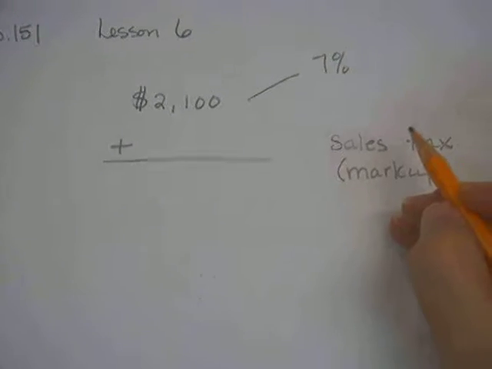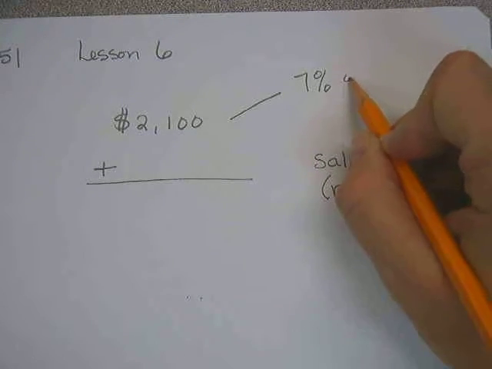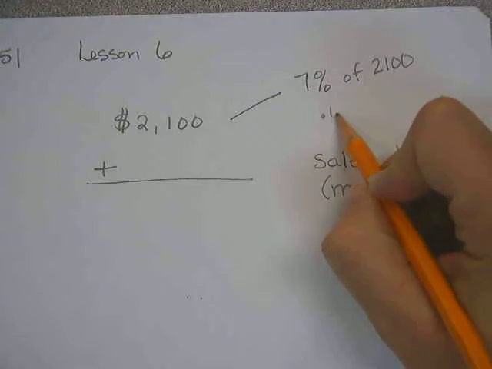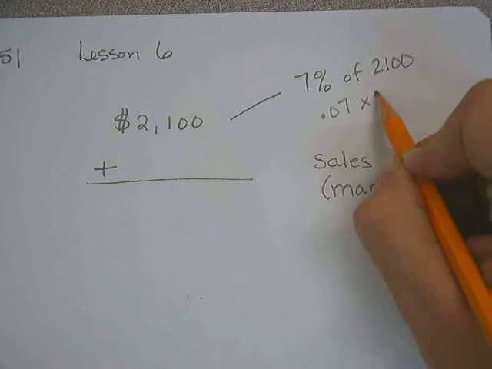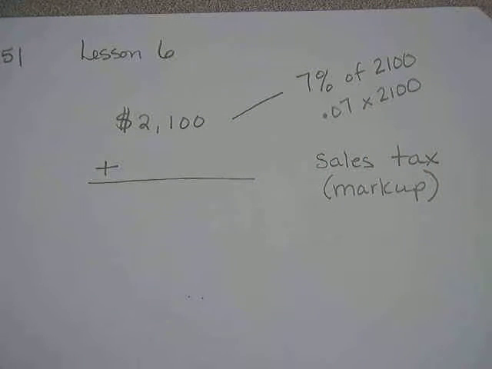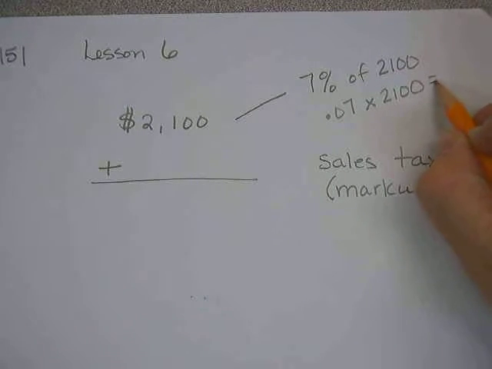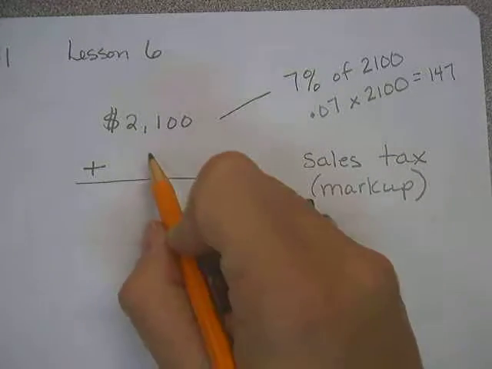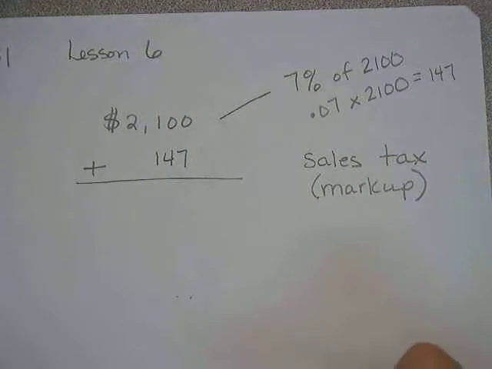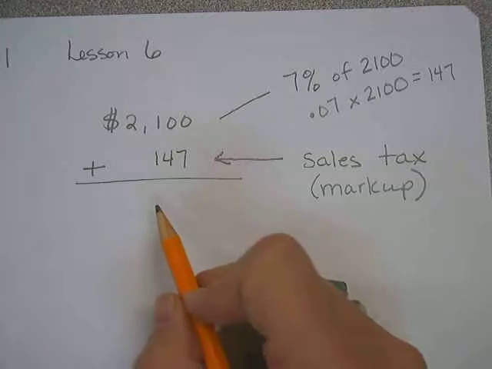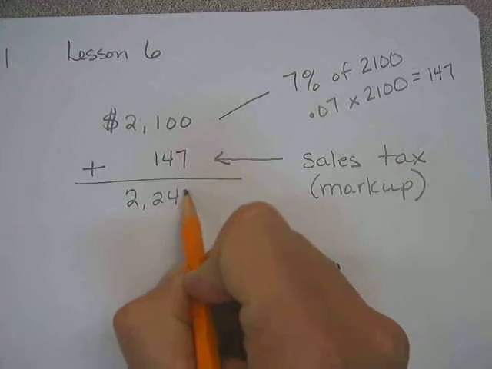So what we have to do is figure out what is 7% of 2,100. And from last lesson we learned that to find 7% of something, we just change the percent to a decimal and then multiply. So when you do that, 2,100 times 0.07 comes out to be $147. So since this tax is added on to our price, we have to add the sales tax onto our price to get our total of $2,247.